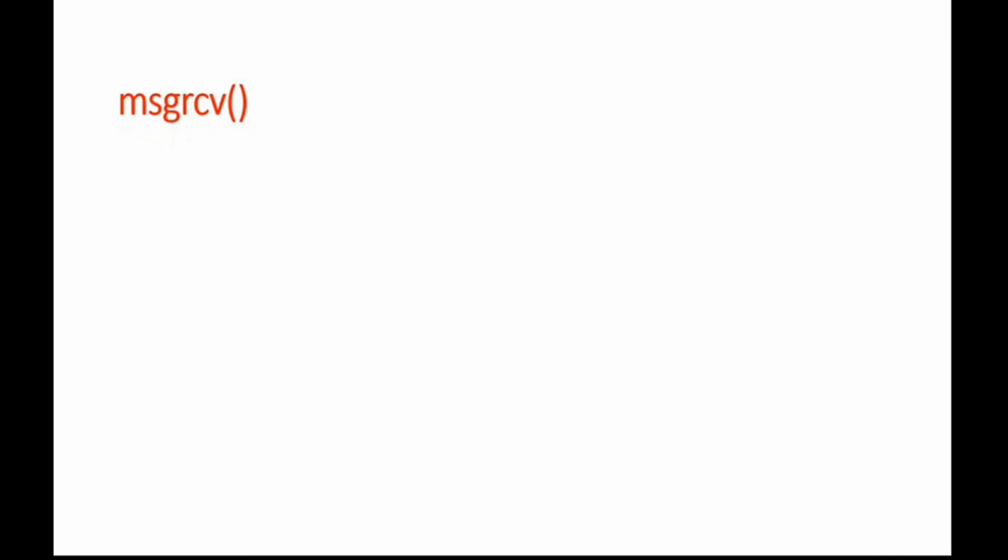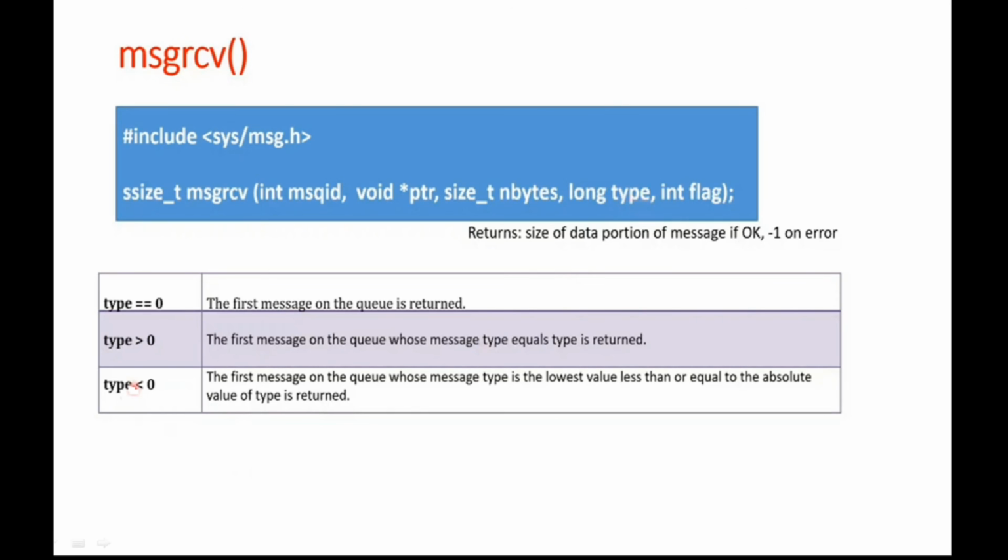Then the next method is message RCV. The message RCV will be used to retrieve the messages from the queue. This is the syntax for message RCV. Here you pass the message queue ID, from which message queue you are going to access, then one void pointer, then the size, how many bytes of data you are going to access, a long type, and the int flag. If everything is okay, the size of the data portion of the message is returned, else it is going to return -1.